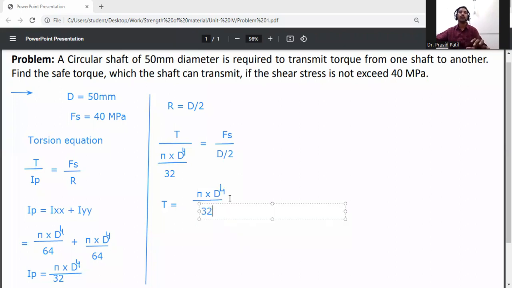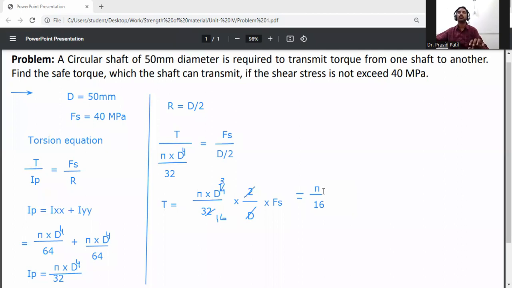So T is equal to pi into d raised to 4 divided by 32, into Fs into 2 by D. So we get D cube, and 2 under 2 gives 16 to the 32. So the torque equation becomes T is equal to pi by 16 into Fs into d cube.